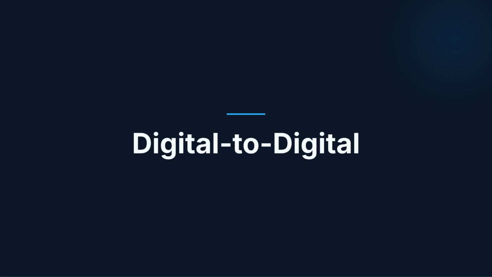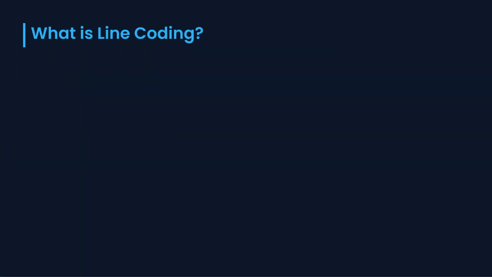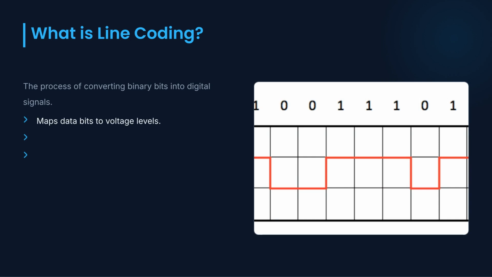We now transition to digital conversion, which includes line coding, block coding, and scrambling techniques used to prepare digital data for transmission over a digital channel. Line coding is the process of converting binary bits into digital signals. It maps data bits to voltage levels and is critical for receiver synchronization and determining transmission efficiency.